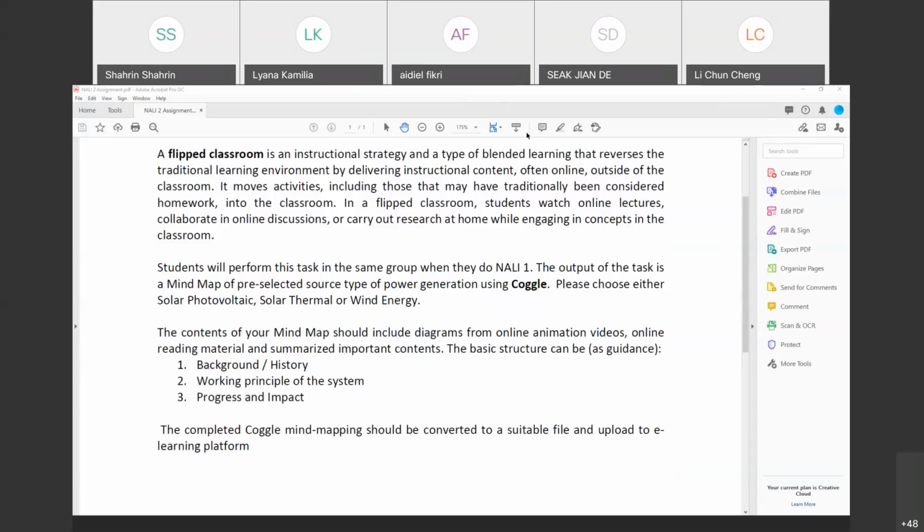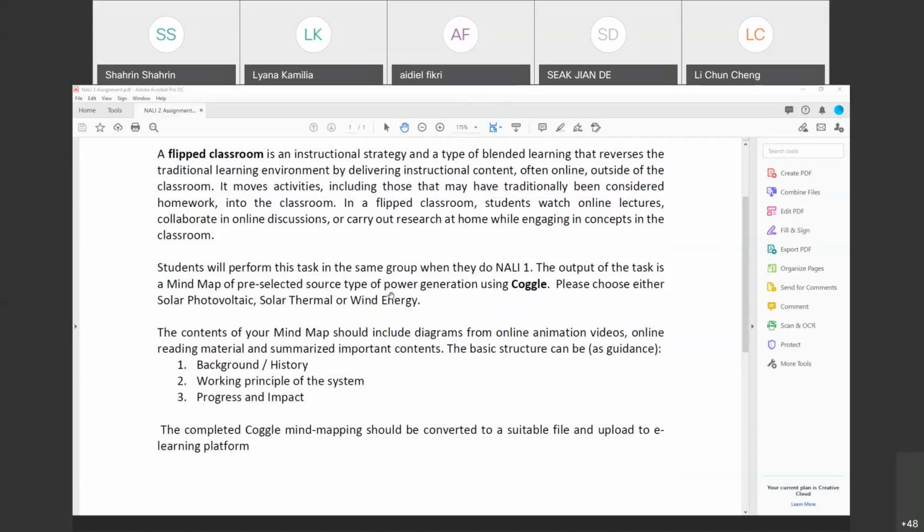What should be introduced in the background? Maybe why we are going for solar, why we are going for renewable energy. This is actually renewable energy. So why we are going for wind energy, for example.